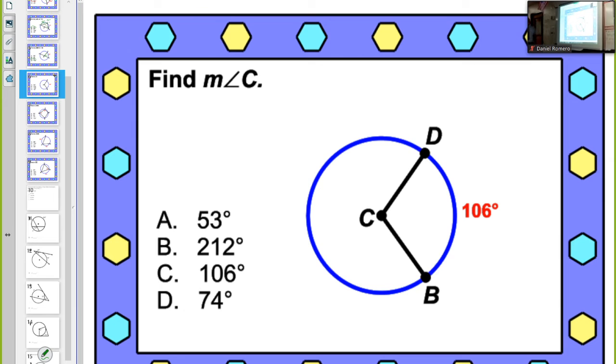Okay, find the measure of angle C. Again, it should have been one of the easier ones. I don't know how this was missed so much. What type of angle is this? A central angle. What's the relationship between a central angle and the arc it intercepts? Congruent.